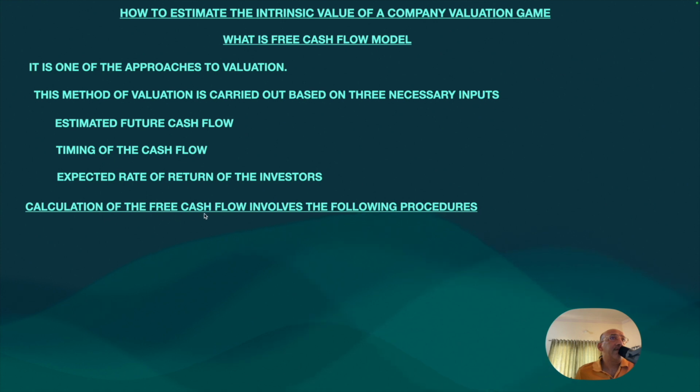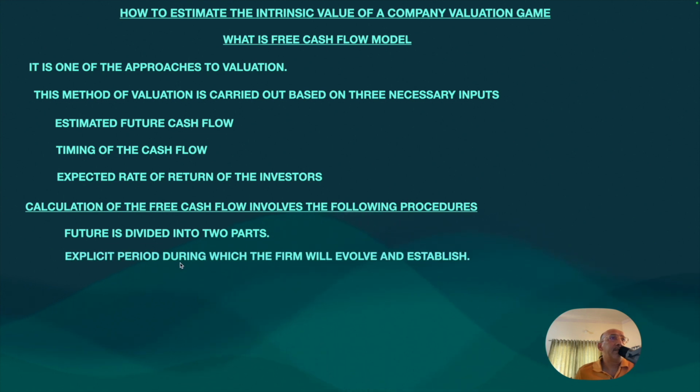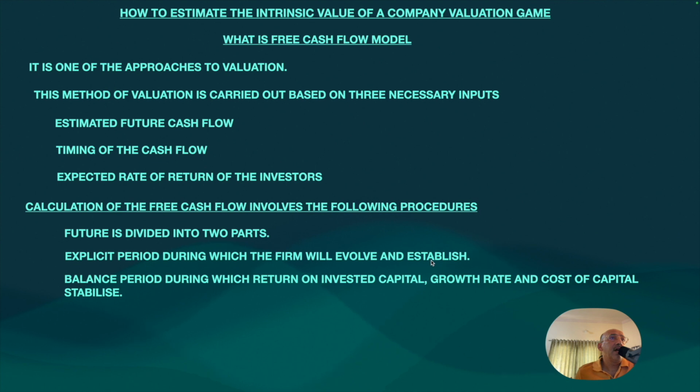Calculation of the free cash flow involves the following procedure. The future is divided into two parts. One is the explicit period, during which the firm takes time to evolve and establish. The second is the balance period, during which return on invested capital, growth rate and cost of capital stabilize. So return on the invested capital will stabilize, growth rate will also stabilize, and cost of capital will also stabilize.